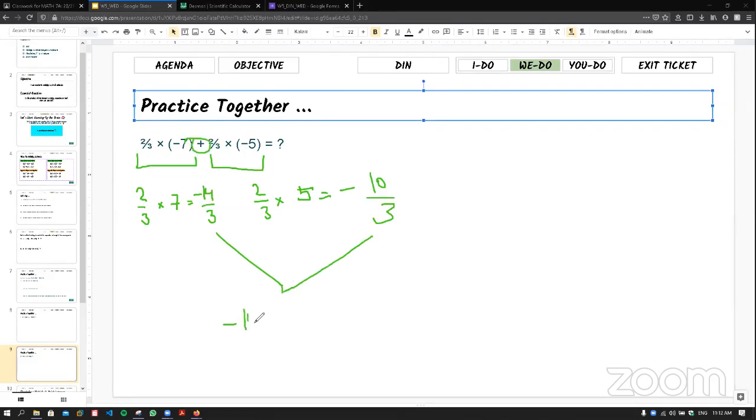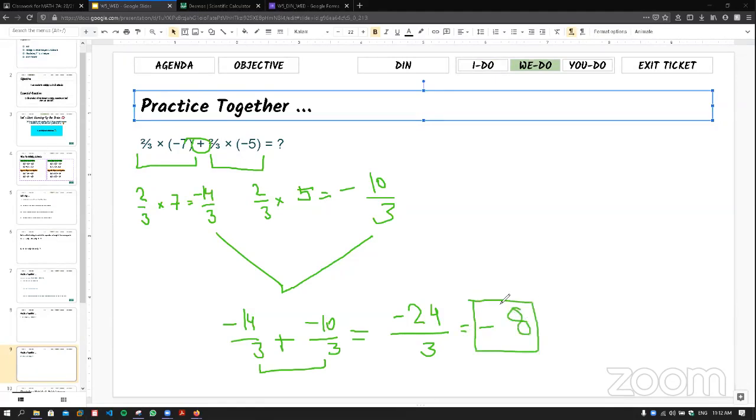So -14/3 plus -10/3. Because the denominators are equal, which is easy, you just need to write it once, and you just need to add the numerators. -14 plus -10, which is -24, right? If you use your calculator, you guys got it. Yes, it is a -8. Thank you so much. That's awesome.